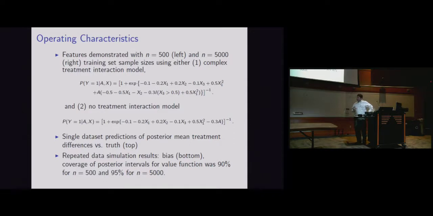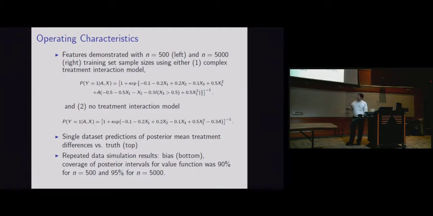So we demonstrated this with a sample size of 500 or 5,000 as a training set, and then prediction on an external test set, with either a complicated treatment interaction model or a no treatment interaction model, right? So if there's no interaction, does it still work? You're kind of doing overkill here. There's no interaction, but you're fitting this complicated model to it. Is it still going to perform well?